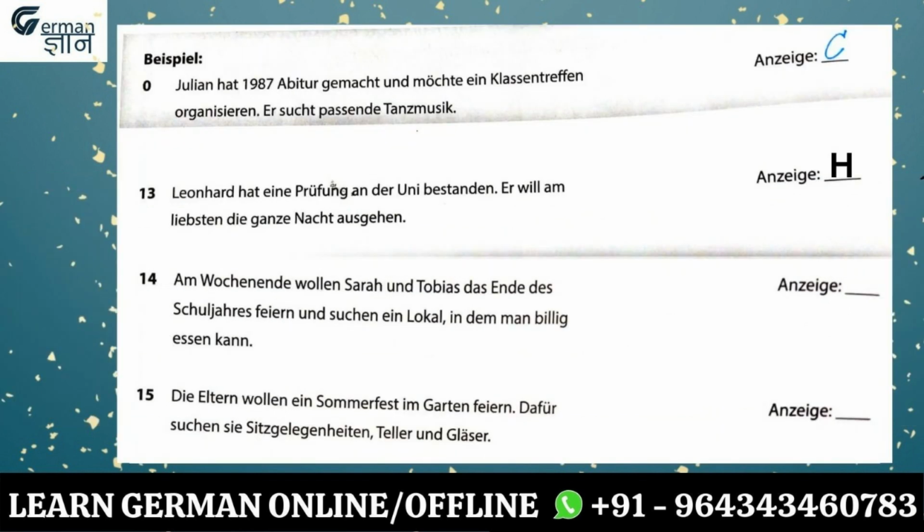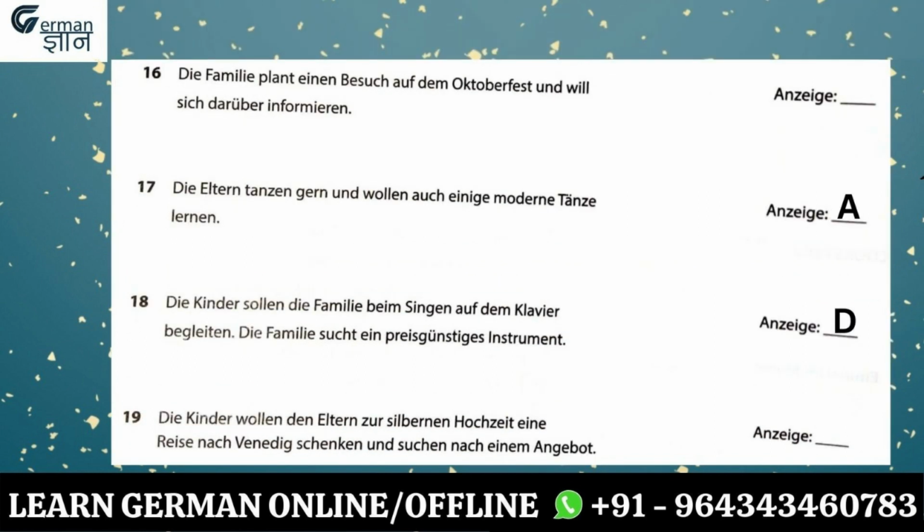Now an example is done for you, and apart from that example, question number 13 is also done. And one more thing which you have to remember is that you cannot choose an option more than once. That means in this slide you can see option C and H are already being used. That means you cannot use these two options in your further questions. And these are the rest of questions, and again you can see that question number 17 and 18 are already done for you, and the options are A and D. That means now you cannot choose option A and D again.